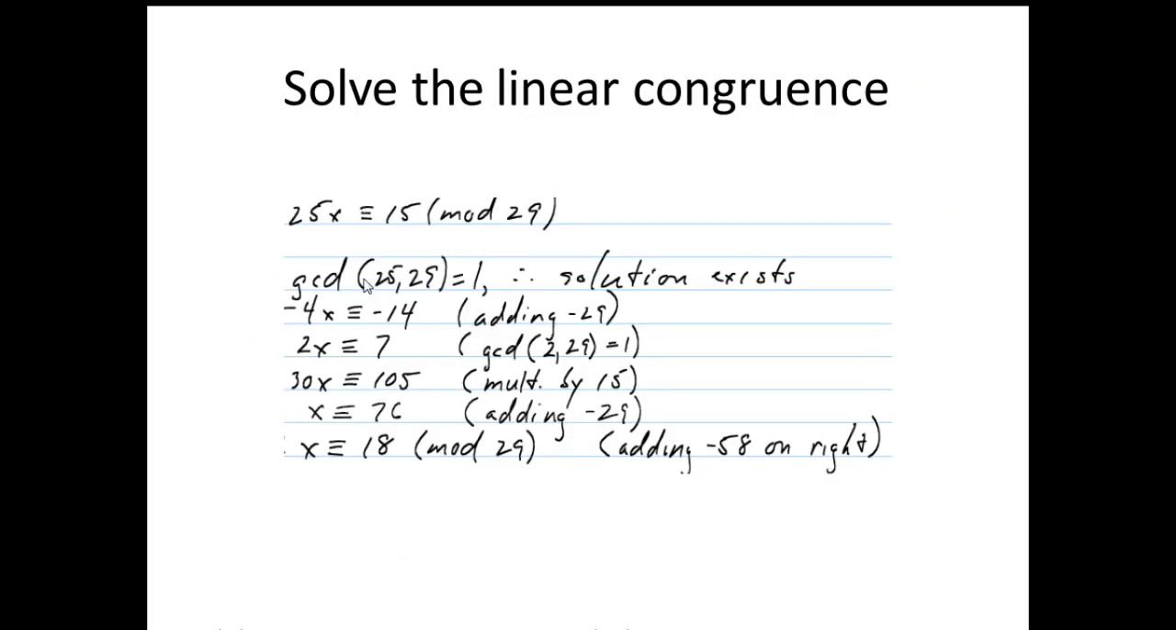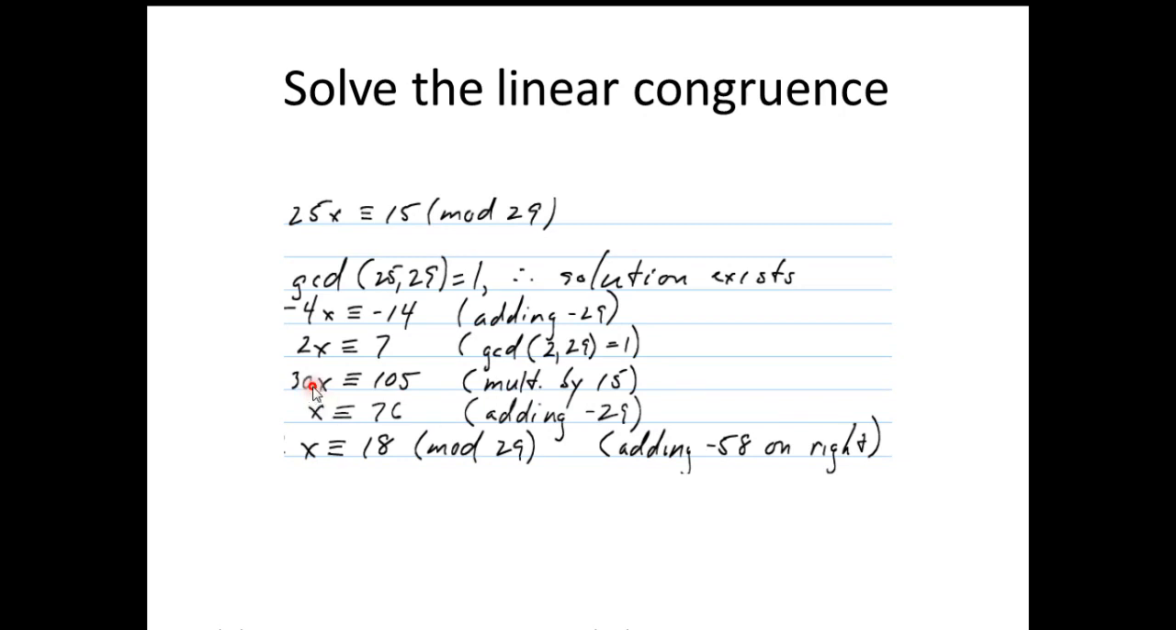Now let us consider this question where we have to solve the linear congruence 25x is congruent to 15 modulo 29. Here we can check that GCD of 25 and 29 is 1. Therefore, we can say that a solution of this congruence exists. Now, minus 4x is congruent to minus 14. How do we get this? We can add minus 29 to both sides. Then 25 minus 29 will be minus 4 and 15 minus 29 will be minus 14. Then minus 4 will be congruent to 25 and minus 14 will be congruent to 15, so 2x is congruent to 7.